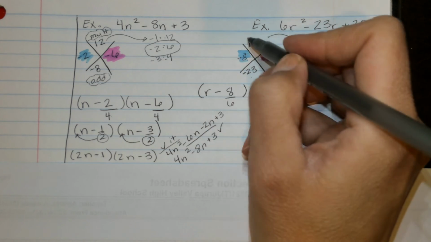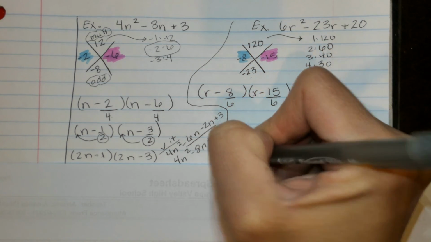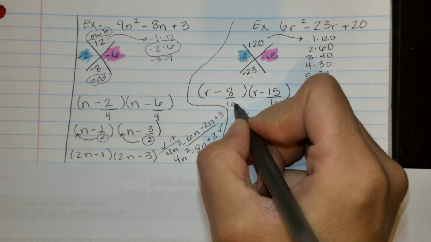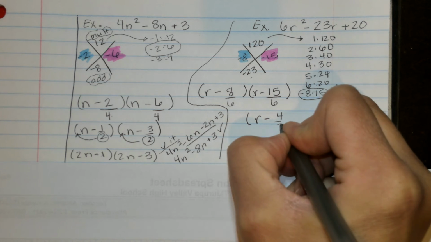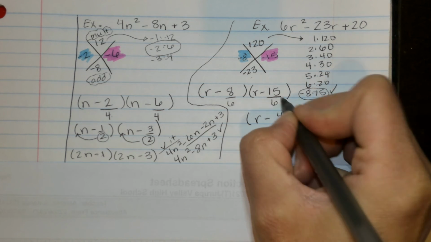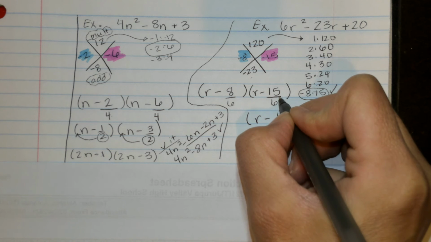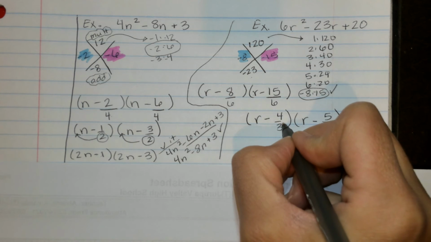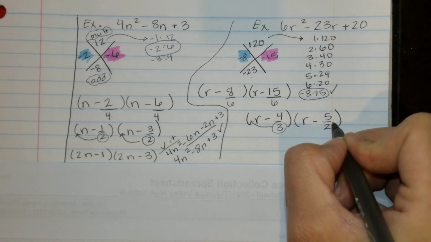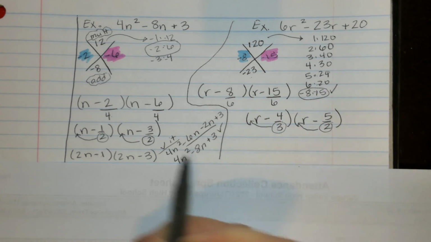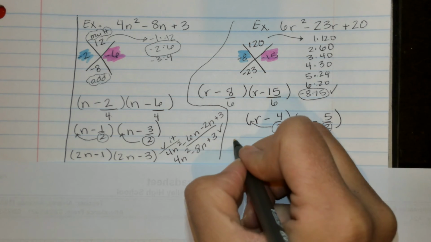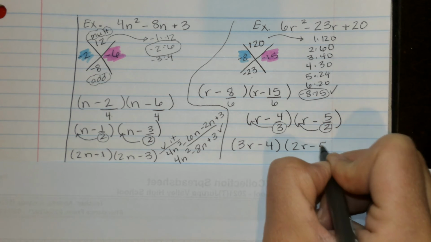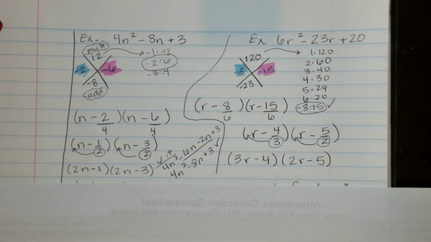So I'm going to separate this a little bit. All right, so I'm going to have R minus 8 over 6, divide by 2. It would be 4 over 3. And then R minus 15 over 6, divided by 3, so 5 over 2. Remember, we don't leave fractions, so those denominators move in front of the R. You can look back at the other problem that we did, and that's exactly what we did. So 3R minus 4, 2R minus 5. That should be the right answer.